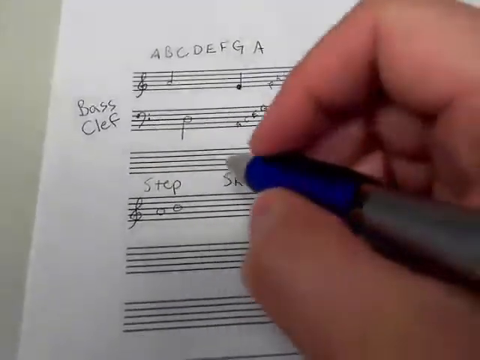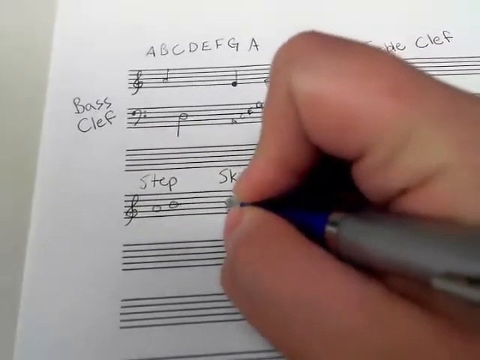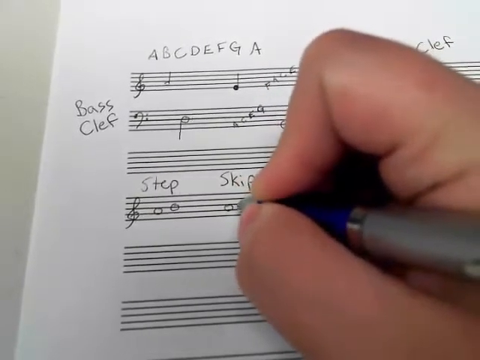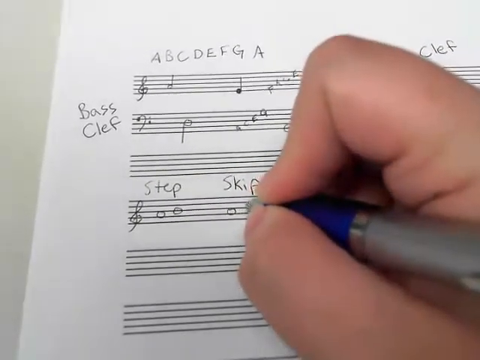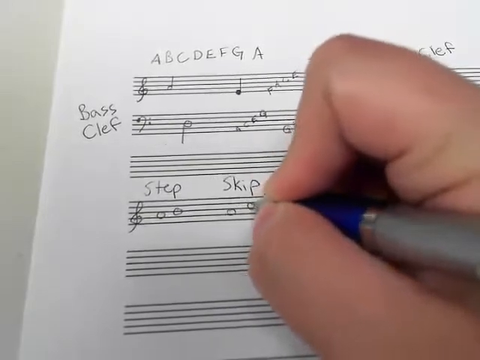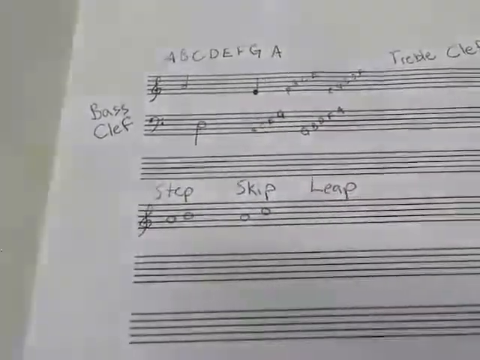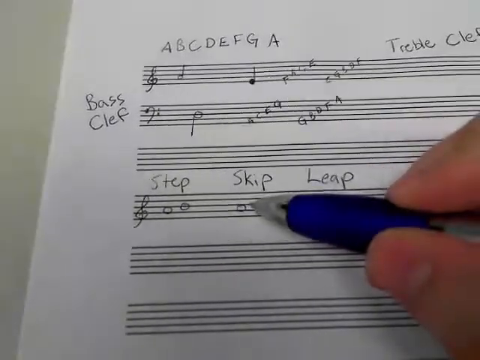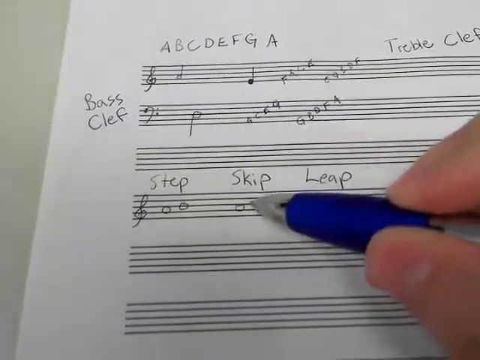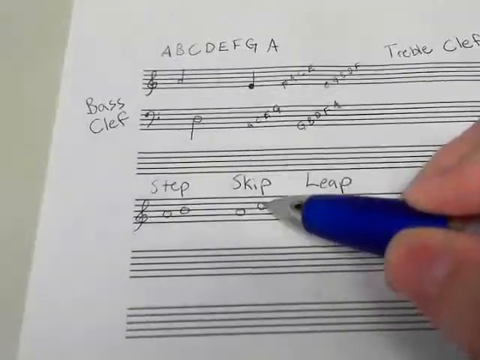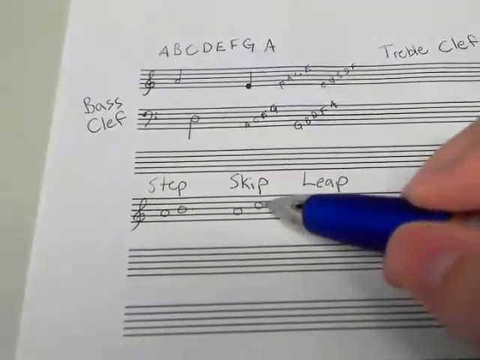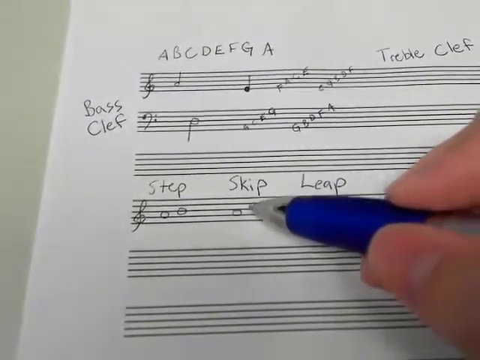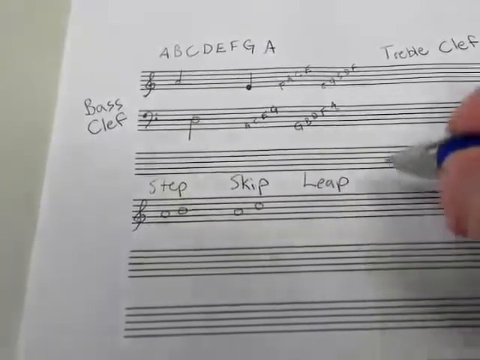If we have a note and then the second note doesn't go to the next one but skips over that line and goes to the next space, we call that a skip. So you'll see that there's only one letter name missing. There's A, then we don't have a B, and then there's C. So they're still very close together, but there's a note that's skipped, so we call it a skip.